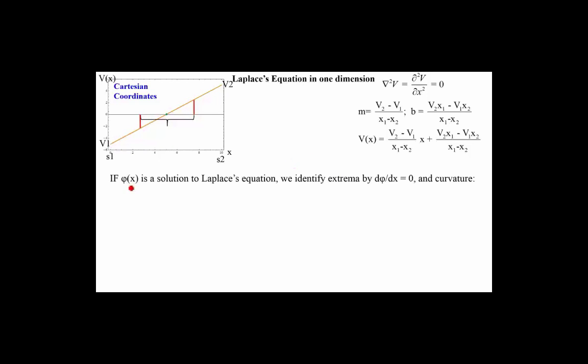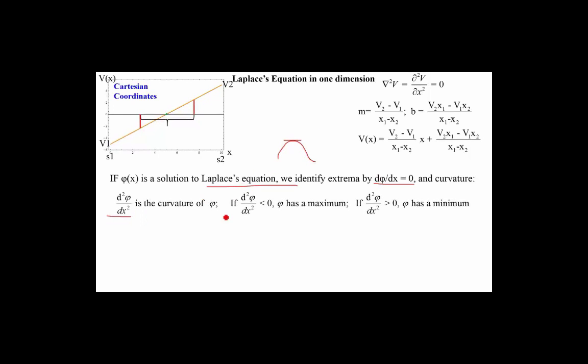If this is a solution to Laplace's equation, phi, we can identify extrema, so min-max, by the fact that they have a 0 slope. You know that if you have a curve here and it has a maximum, the slope at that point is 0. To find the type of extrema, in terms of is it a min or a max, we use the curvature. And the curvature is the second derivative. So if you have the second derivative less than 0, then you have a maximum, and if the second derivative is greater than 0, then you have a minimum.